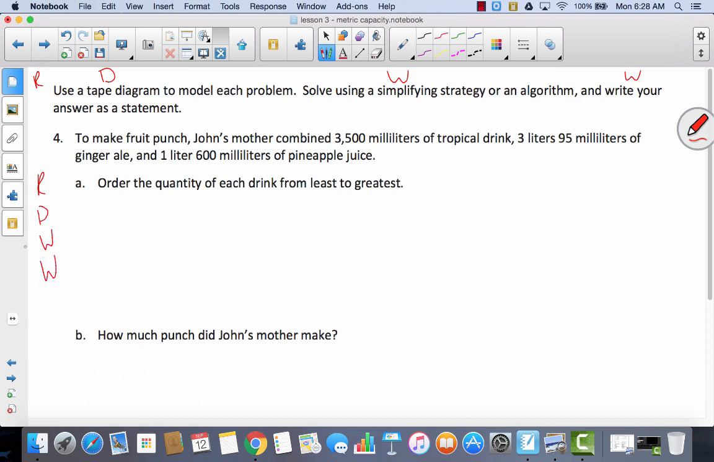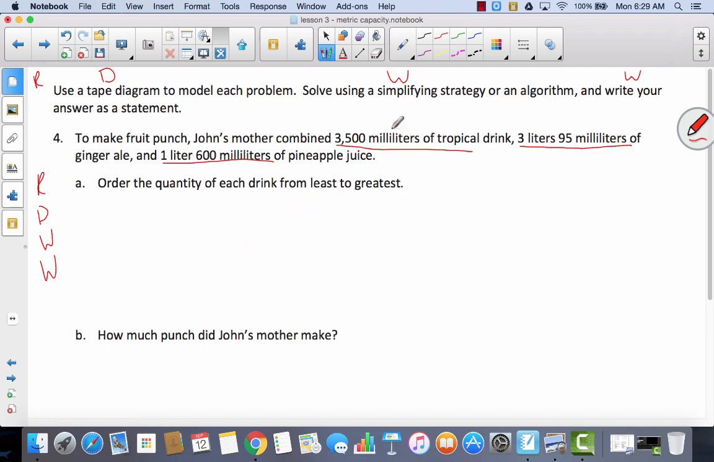To make fruit punch, John's mother combined 3,500 milliliters of tropical drink, 3 liters 95 milliliters of ginger ale, and 1 liter 600 milliliters of pineapple juice. Order the quantity of each drink from least to greatest. Okay, so for this, we're not going to need to do a tape diagram. We're just going to order them from least to greatest.